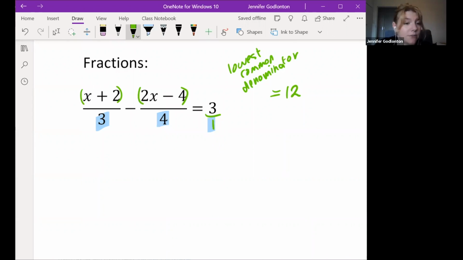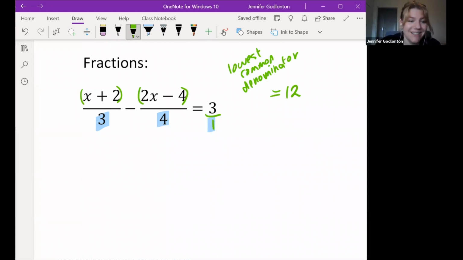0.12 is the lowest. So that's how you get there. Okay, so I'm actually going to talk you through this one, because then I've got another fraction question that you can do after this one to practice. So let's talk through this one together.